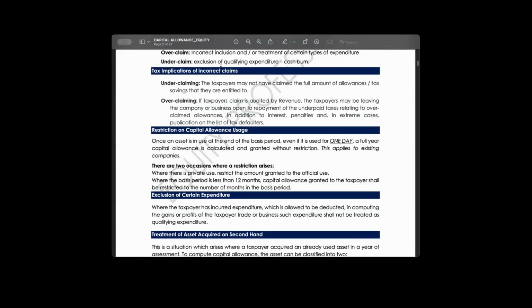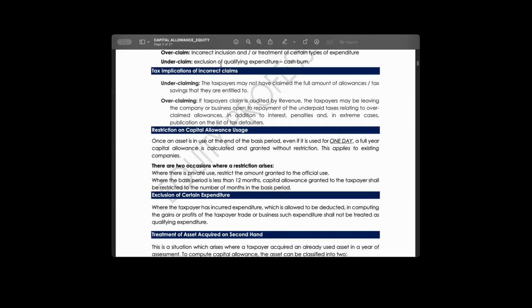Now, basically, capital allowance is calculated all through the year. I mean, you must not stop using the assets. The asset must continue to be in operation. However, where the taxpayer does not use the entire day, the capital allowance will be prorated. And this is only done when a company just commences operation or ceases operation.